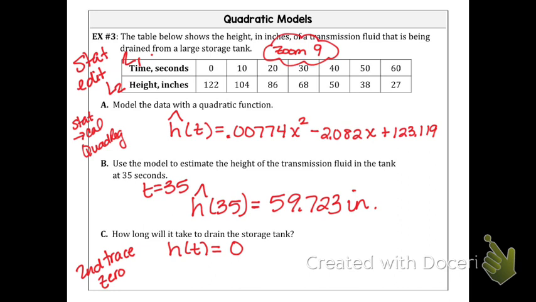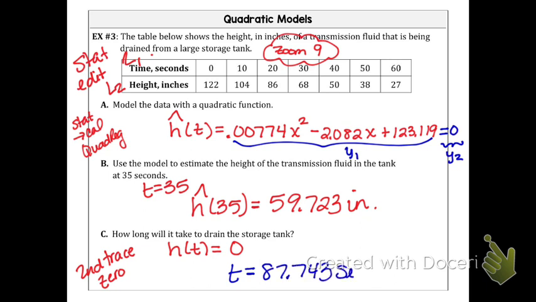Another way to do this is just setting our equation equal to 0. And so I'm going to come back up here to A. It's the same thing if I put this equation equal to 0. I could go put this in my y1, 0, which is already there, 0 in my y2, and go find their intersection. Either way we do this, we should find that our time is approximately 87.743, and that's time measured in seconds. All right, and that is the end of part A.